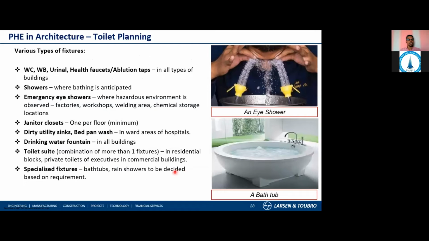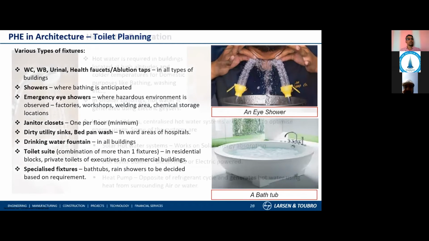And next, there are various types of fixtures which are used. Primarily, we can say there are some emergency eye fixtures, which I put here because they are required in hazardous areas, where the building is handling hazardous things, and all this is primarily to be put up. And of course, some specialized fixtures have also been used in buildings, so that probably you can plan for the spaces.